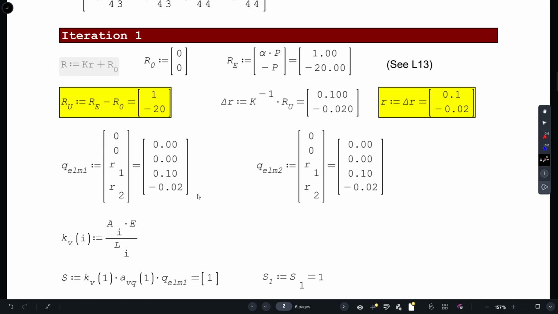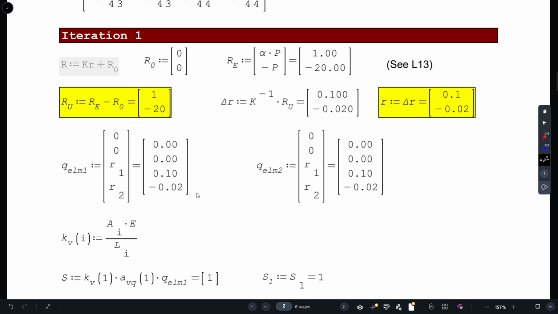Now we have to do the iteration. So vector of fixed end forces is equal to 0, 0, there is nothing, and the external force vector is 1 and minus 20. 20 is going downward, hence it is negative. So what is my unbalance? External minus R0, so which is 1 minus 20. So the incremental displacement is K inverse RU, which is this. So the current displacement, previously I had no displacement, so current displacement is this incremental displacement, which is 0.1 in the x direction, R1 degree of freedom, and minus 0.02 in the vertically downward direction, right.